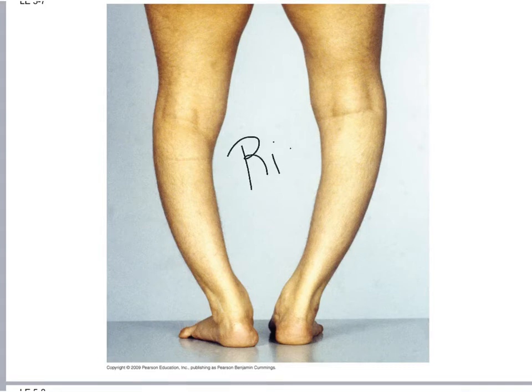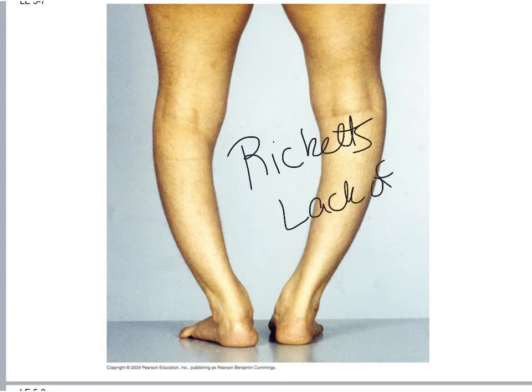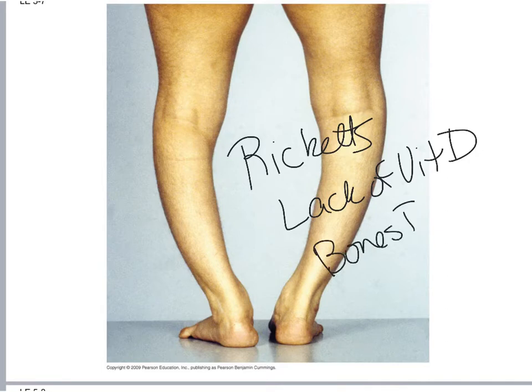Rickets is due to a lack or deficiency of vitamin D. Right? It's a lack of vitamin D, and it causes the bones to bow.